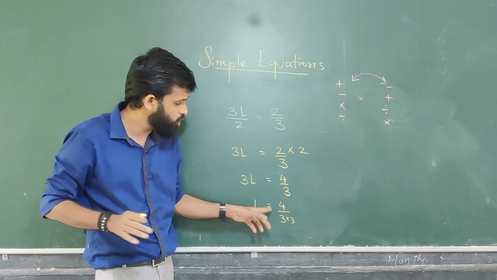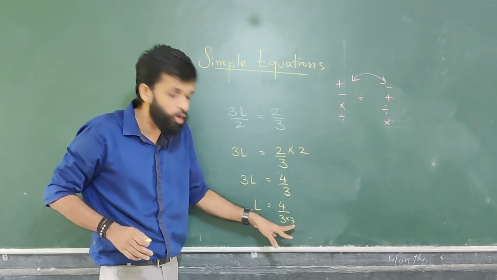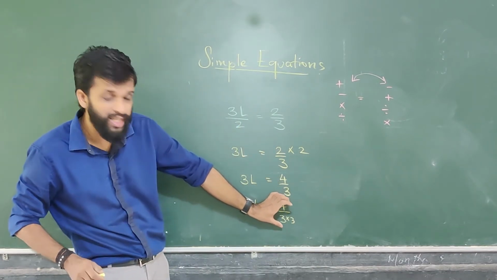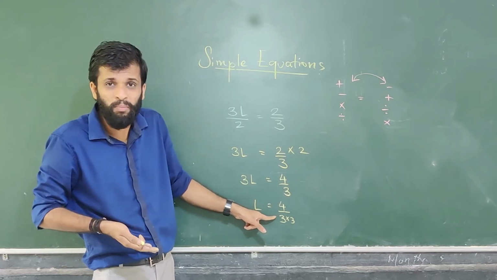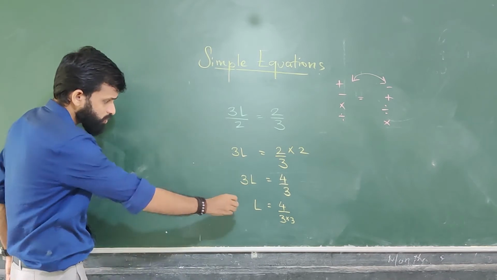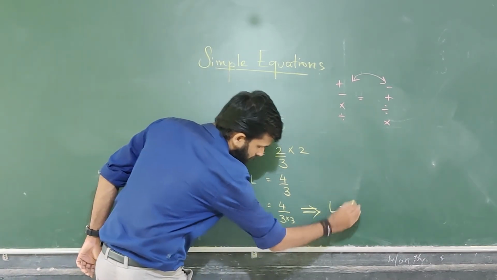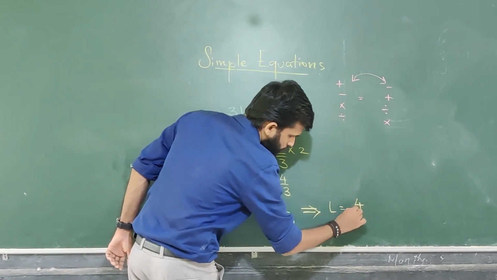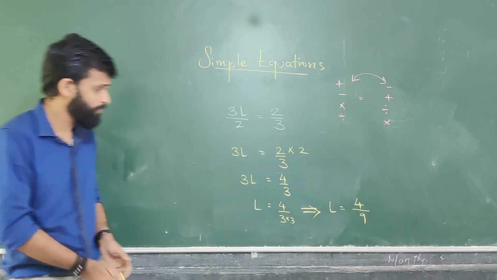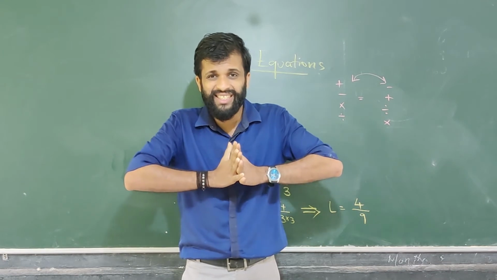I hope this is clear. It's not like the 3 which is multiplied over here, when it goes on the other side, is also multiplied. No, it's not multiplied. It is divided actually with the entire term. But since there is another number, they become friends. Okay? So, finally, this will become L is equal to 4 upon 3 times 3 is 9. So 4 upon 9. And I hope you are able to understand this.